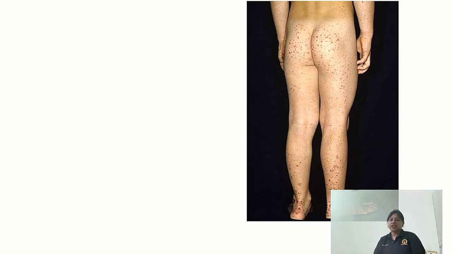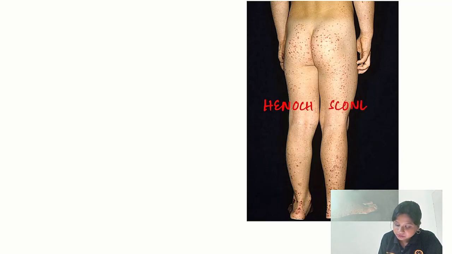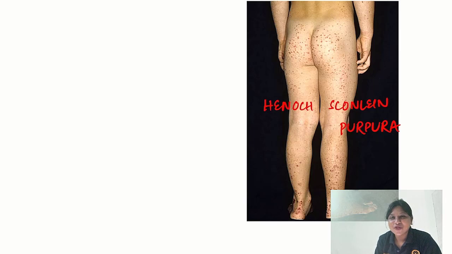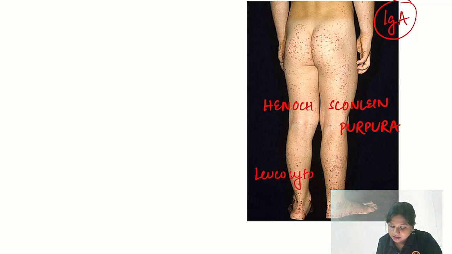So we are dealing with a condition that is known as Henoch-Schönlein purpura. Henoch and Schönlein, teacher and student, found out a disease, that is Henoch-Schönlein purpura, and there is deposition of IgA. So what deposition occurs? IgA deposition occurs. If you do a renal biopsy, you're going to get IgA deposition, and if you're going to do a skin biopsy, then you are going to get a leukocytoclastic vasculitis.